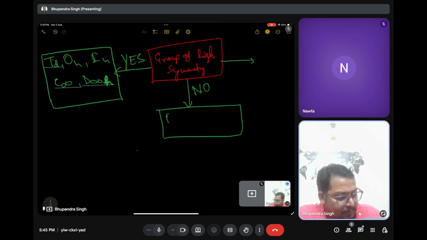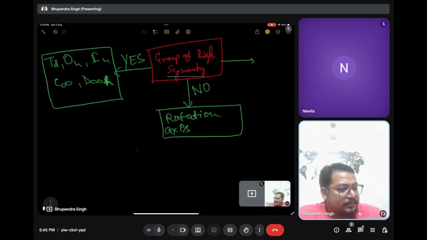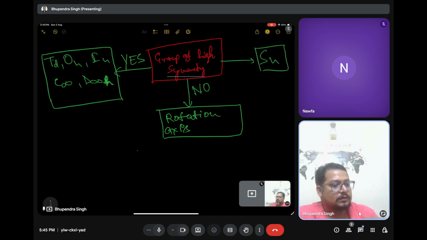Here you have to find out whether a rotational axis is present or not. Then we define which one is the proper axis, which one is the subsidiary axis. And the third one is the point group Sn.